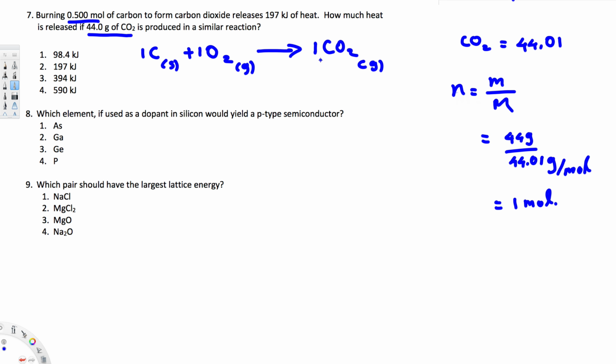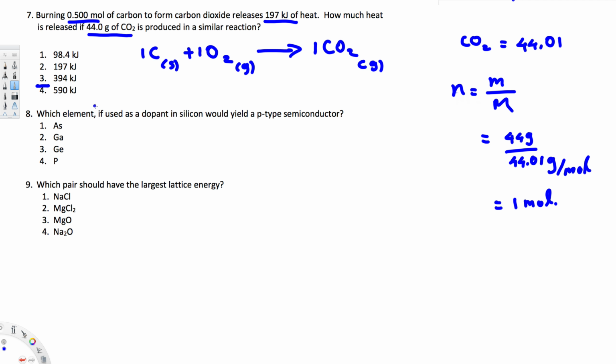So if 0.5 carbon dioxide releases this much energy, then 1 mole is going to release double of this amount, because 0.5 is this much, 1 mole is double of that, so this is going to be double of this value. Double of this value is 394, therefore the answer is going to be 394, right?